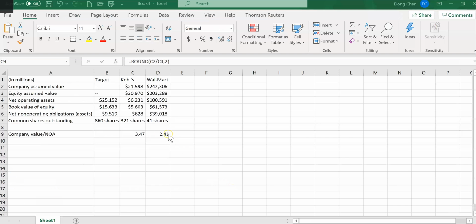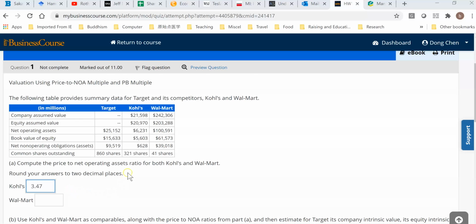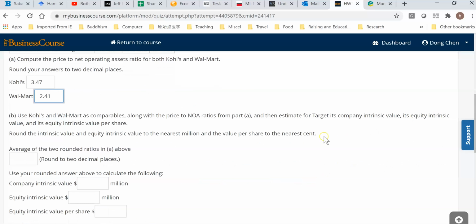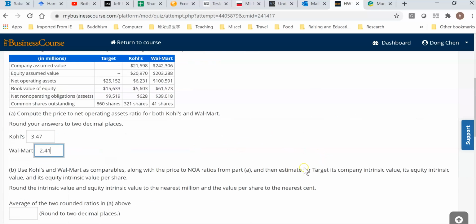Just copy the number for Kohl's and copy the number for Walmart. Then part B asks us to use these two companies as comparables and estimate the intrinsic value of the equity for Target. Again, pay attention to the rounding requirement. Round the intrinsic value and equity intrinsic value to the nearest million and the value per share to the nearest cent. Nearest cent means that we need to keep two decimal places, because the units here are in dollars.